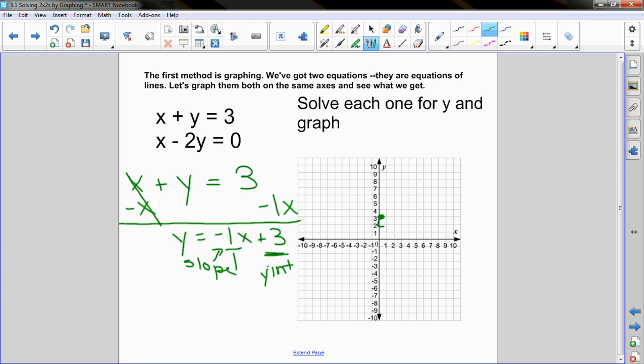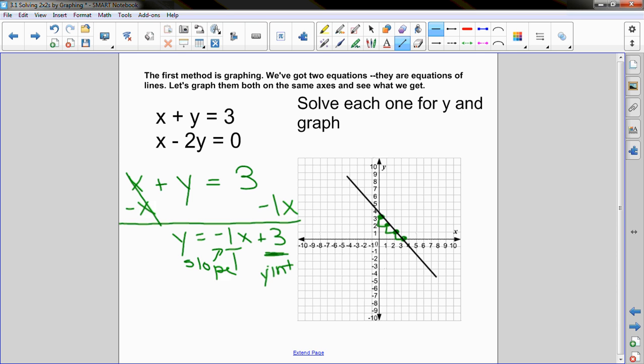So when I go to my other points, I'm going to go down 1 and right 1. Down 1 and right 1. And if you want to put another point on there, you can. Just make sure you count it correctly. And remember, he should be going downhill. He's got a negative slope. He should be going downhill.